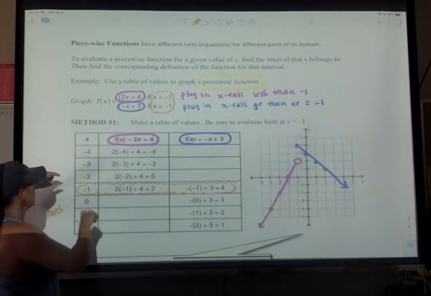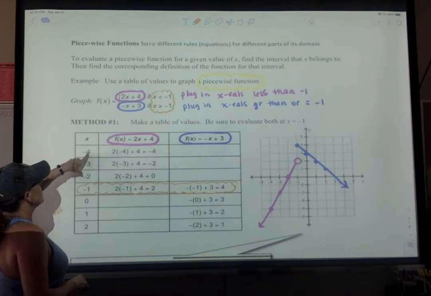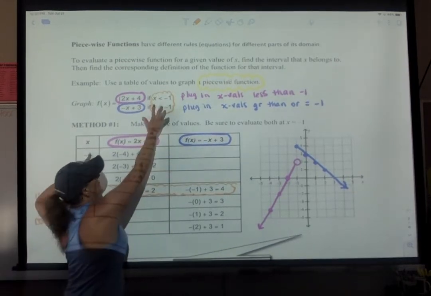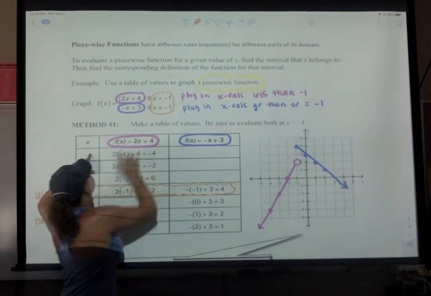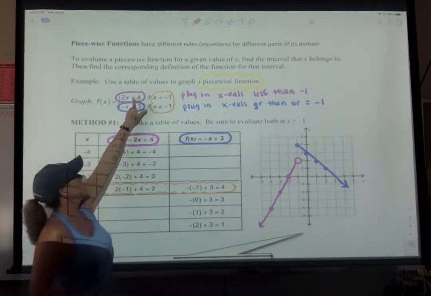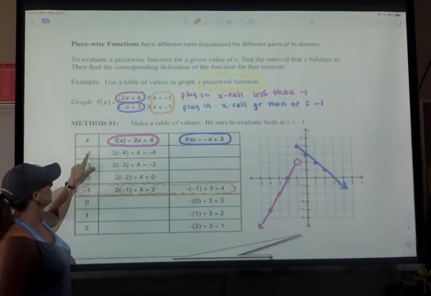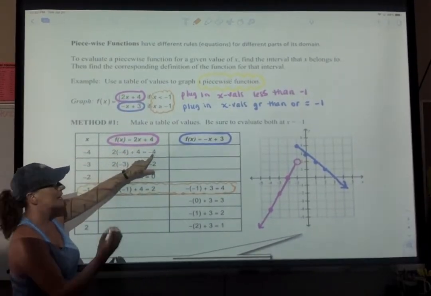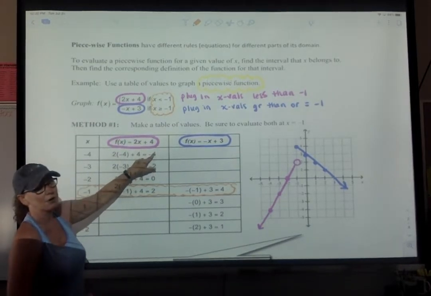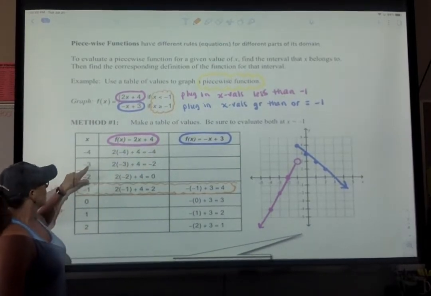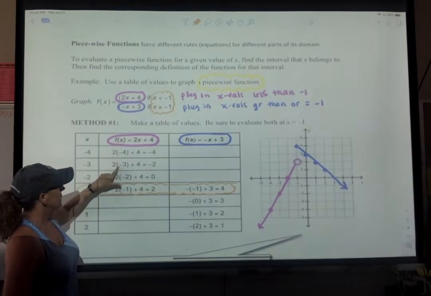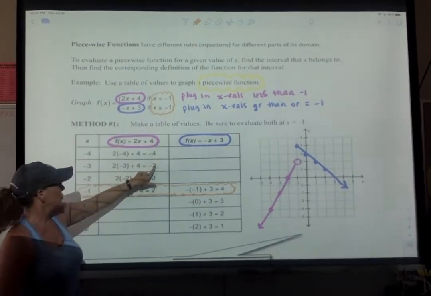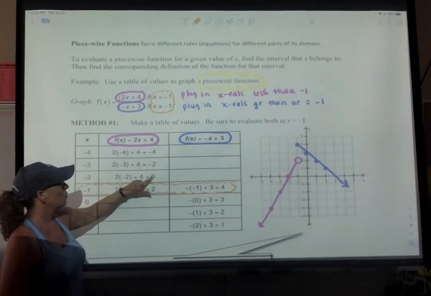Now, the x values that are less than negative 1, you're going to plug them in the pink piece only. So plug negative 4 into the pink piece, I get a y value of negative 4. Plug negative 3 into the pink piece, I get a y value of negative 2. Plug this in, I get a y value of 0.